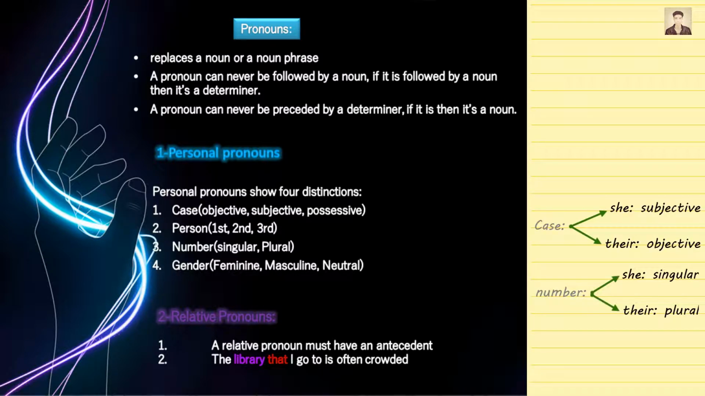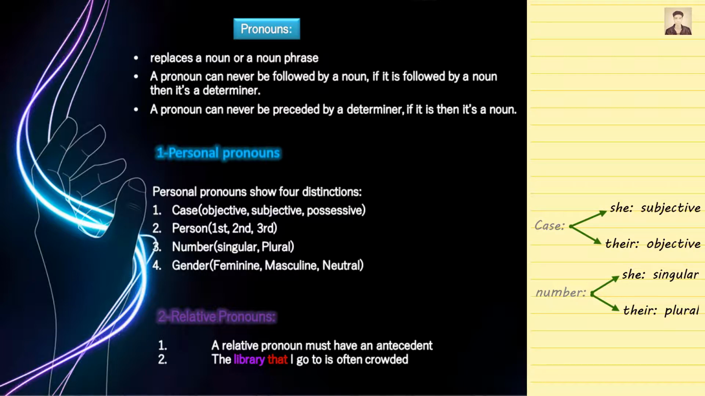Besides, we are asked to give the distinctions between she and their. The first thing that we have to do is to mention the distinctions in case. So she is in the subjective form and there is in the objective form. And we move on now to the person. So she is in the third person and there is in the third person. So we don't have to mention this distinction.